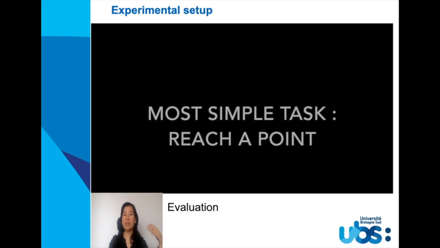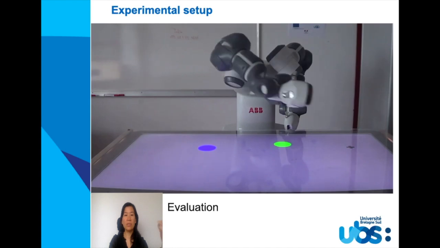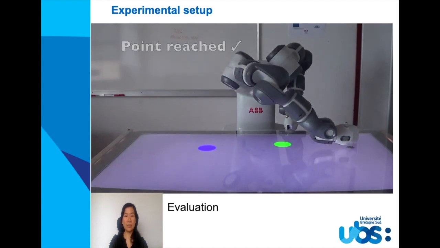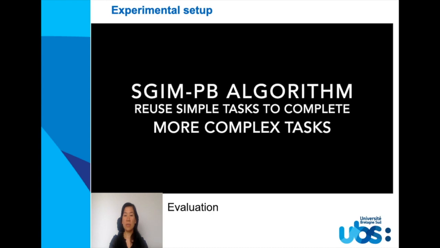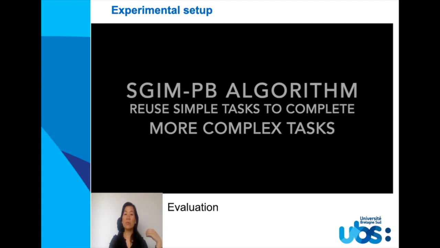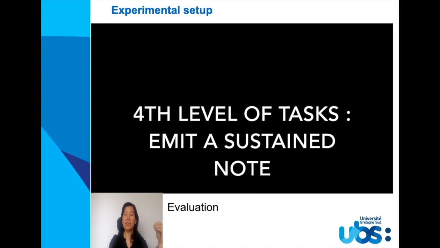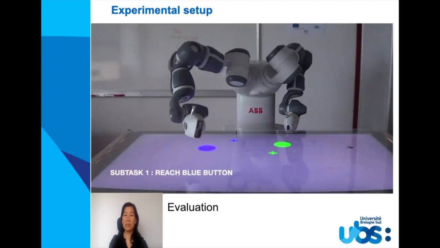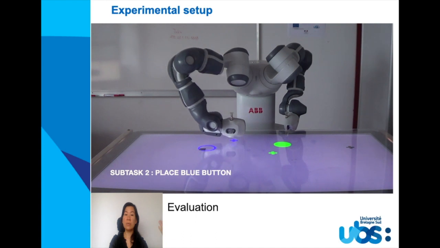We showed how a robotic arm can learn its motor control to reach a simple point for a simple task like this, or to execute more complex tasks. Here it had to discover and learn what the subtasks are and which policies to use for each subtask. So to make a sustained note, we decompose it in 5 subtasks.